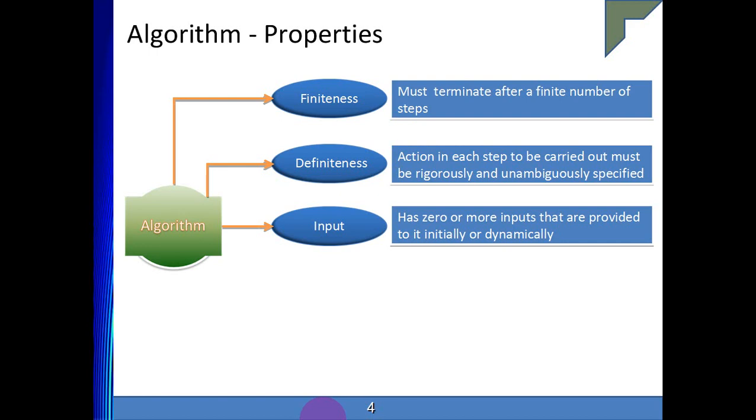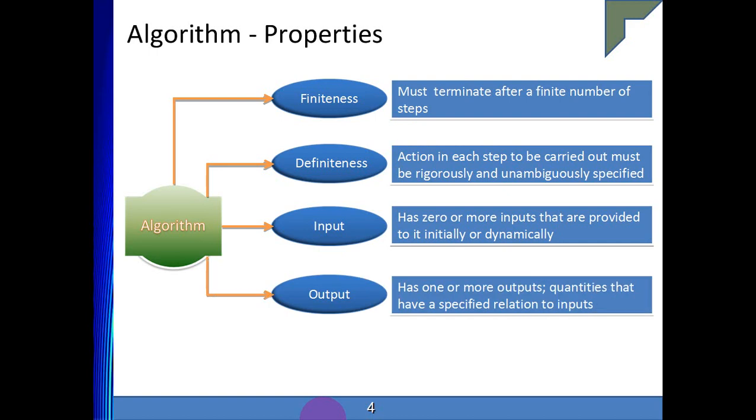Next, input. An algorithm can have zero inputs, or it can have more than one input. As we can see in the previous algorithm that we discussed, there are two inputs, that is A and B. Output. An algorithm should have at least one output, or it can be more than one. In the last algorithm, the addition of two numbers, we have one output, which is the value that we get after adding the two numbers.